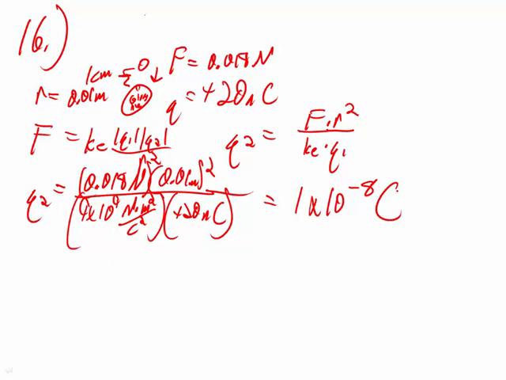Now we could go ahead and put that in nanocoulombs, and that would be 10 nanocoulombs of charge. You say, how do you know that? Now look, you're going more negative. You move it one more place to the right, and that becomes negative 9, which would make it 10 nanocoulombs.